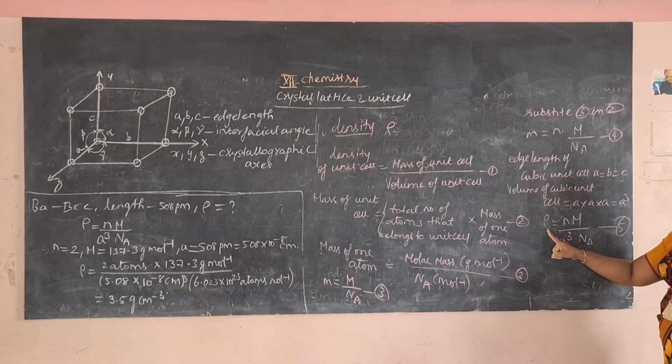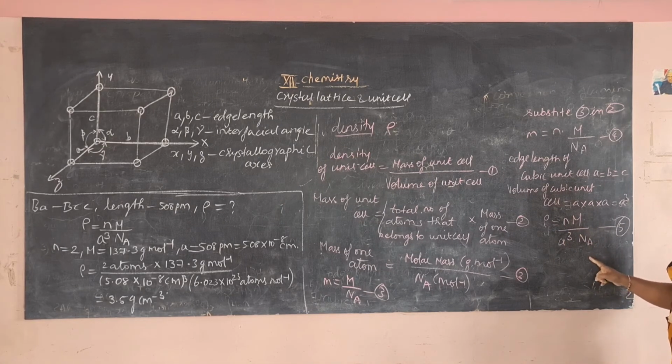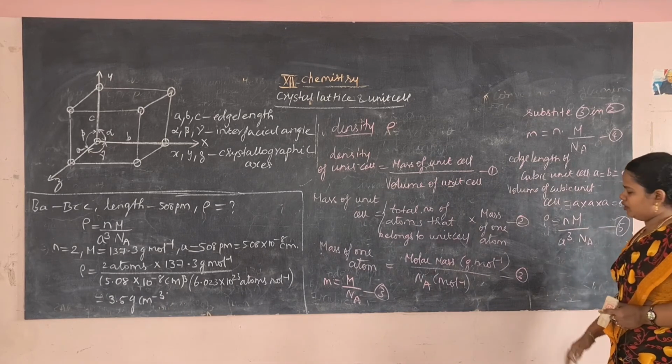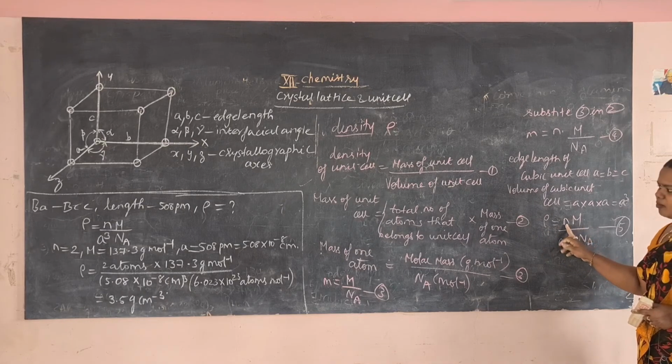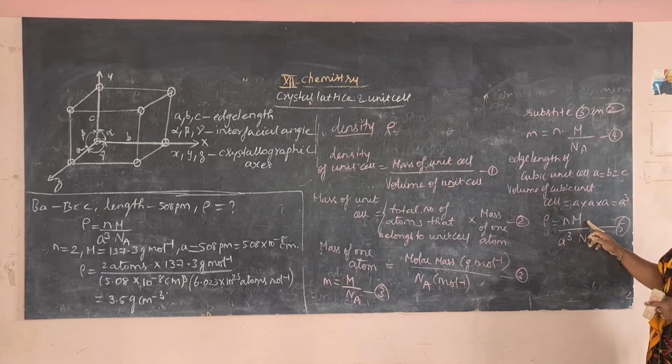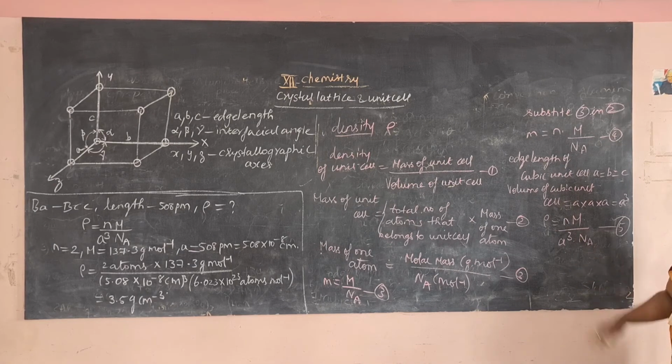From this, here rho, n, M, a are all variables, and Na is the Avogadro number, 6.023 into 10 power 23. When you know three variables among the four, you can calculate the fourth variable. So rho is the density of the unit cell, n is the number of atoms that belong to unit cell, M is the molar mass, Na is the Avogadro number, and a cube is the volume of the cubic unit cell.